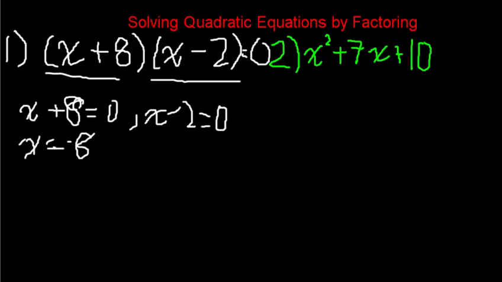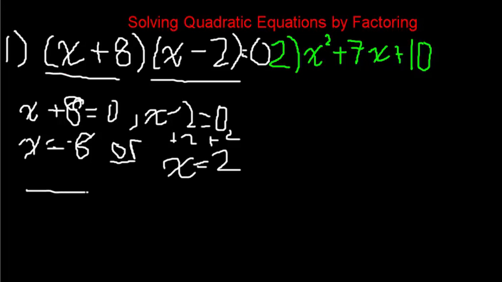And we're also going to get, I'm going to separate this with "or", because there are two possibilities. You might want to remember to separate it with "or". When you add 2 to both sides, remember, because you have to cancel it out, you'll get x is equal to positive 2. And you're done. That's your answer.